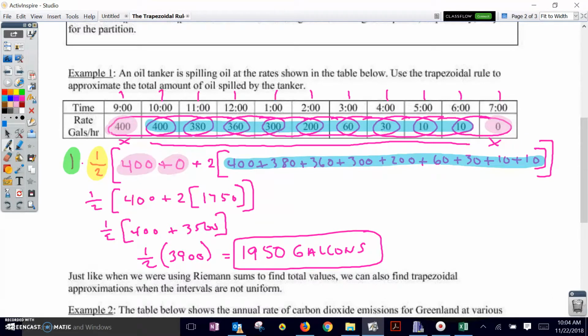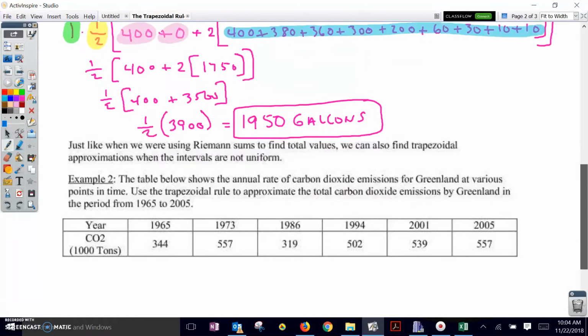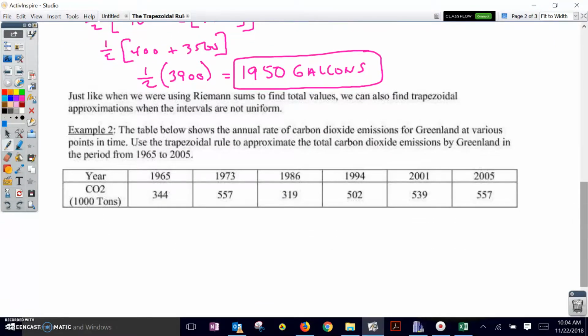What if we have non-uniform width trapezoids? Let's look at example 2. In example 2, we have the carbon dioxide emissions for Greenland at various points in time through the years. We're going to use the trapezoidal rule to approximate the total carbon dioxide emissions by Greenland in the period from 1965 to 2005. Now you'll notice the width of these trapezoids is not going to be uniform.